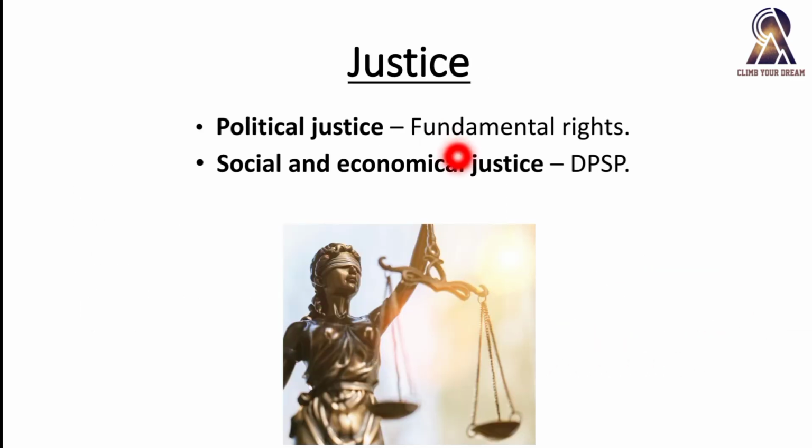And the first aspiration or objective mentioned in the preamble is justice: political justice and social and economic justice. Political justice is ensured by fundamental rights, that is Part 3 of our constitution, and social and economic justice are ensured by the DPSP, that is Directive Principles of State Policy, which is Part 4 of our constitution. We will know in detail about fundamental rights and DPSP in our coming videos.